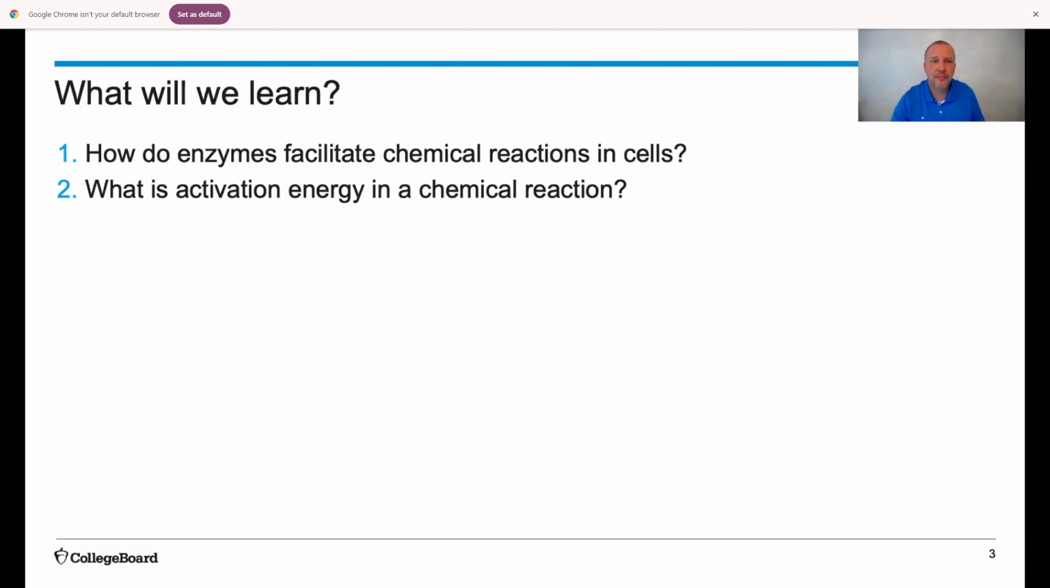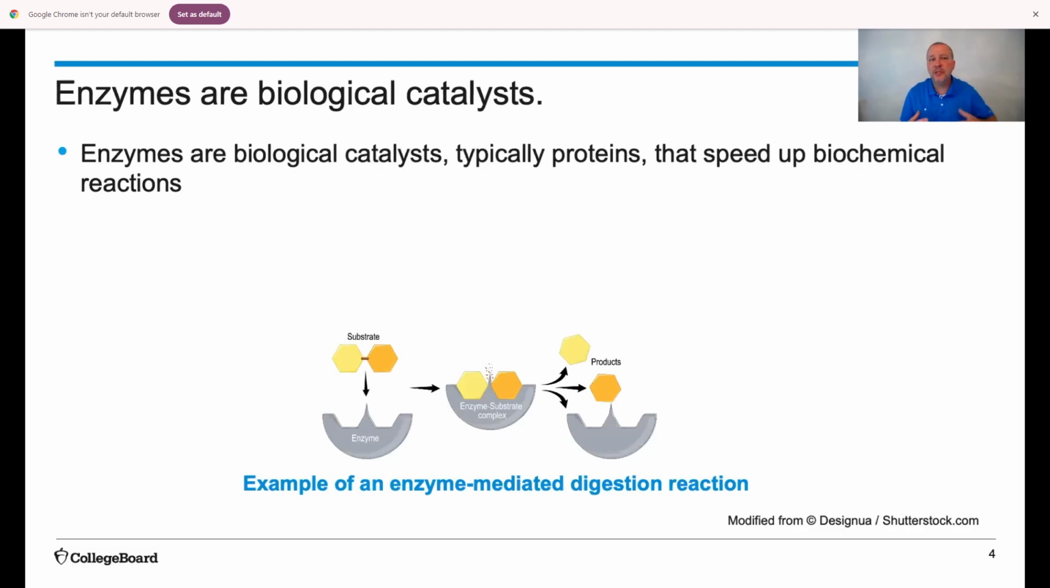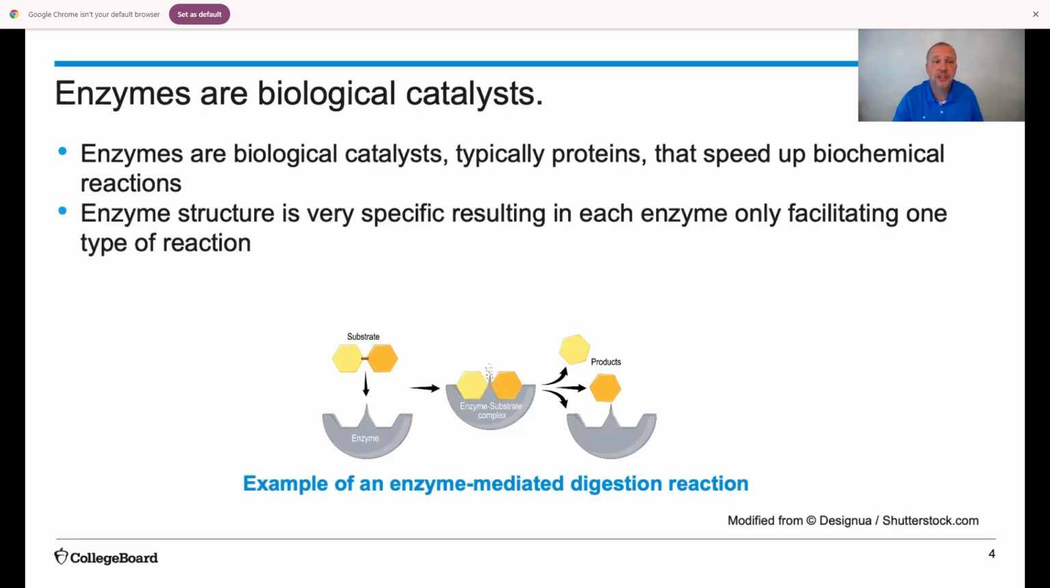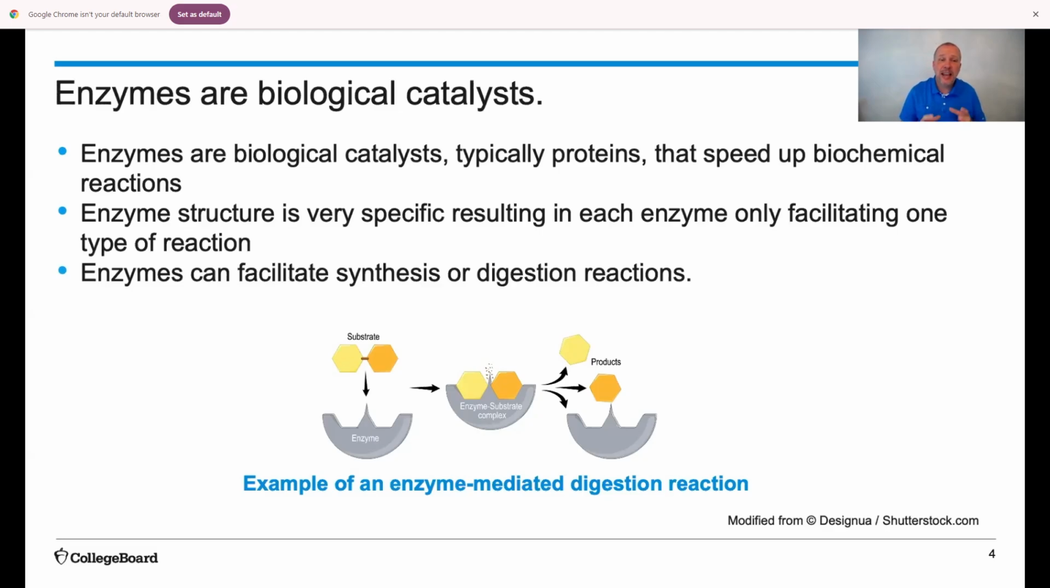So let's dive in. First, enzymes are biological catalysts, typically proteins that speed up biochemical reactions. Enzyme structure is very specific, resulting in each enzyme only facilitating one type of reaction. Enzymes can facilitate synthesis or digestion reactions. The example on the screen is an example of an enzyme-mediated digestion reaction.